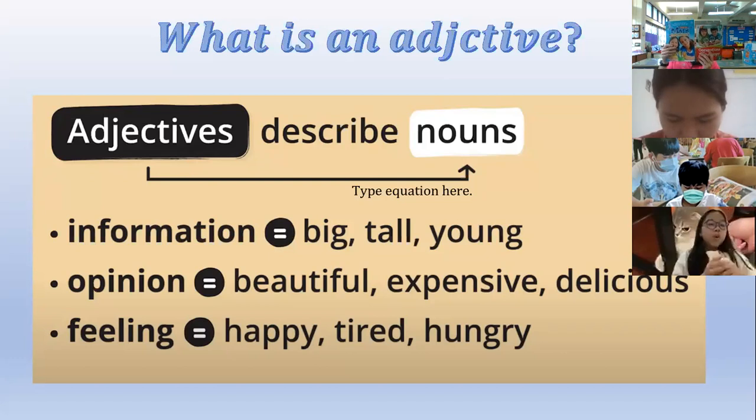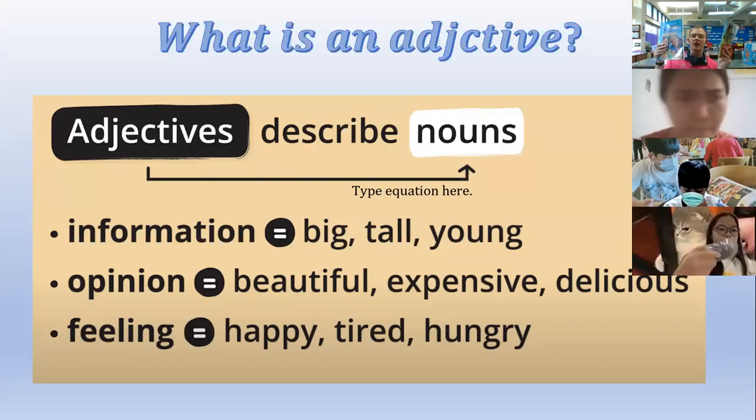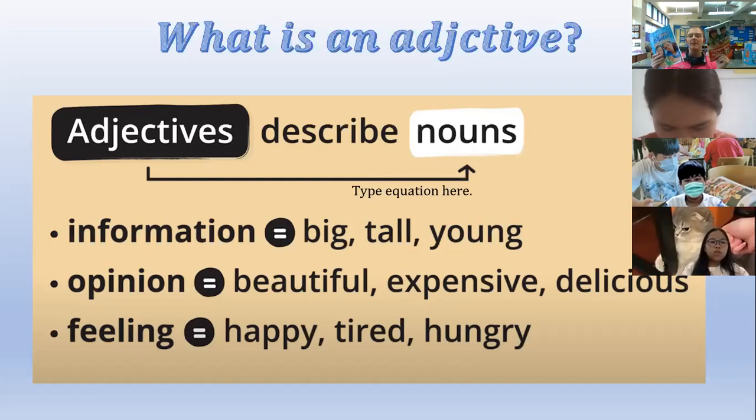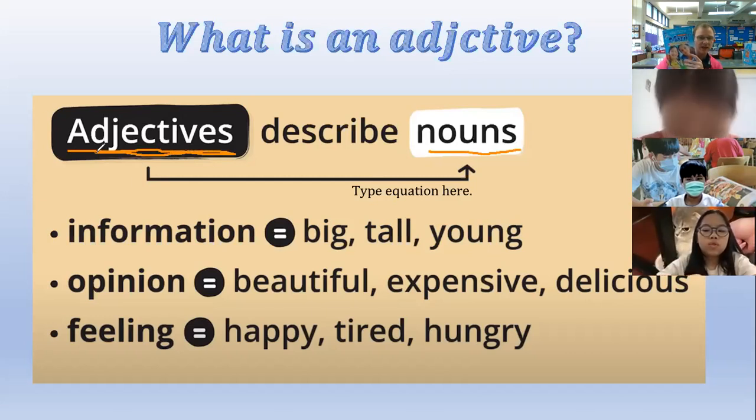Can you compare these two books? You can say, yes, this book is bigger than this one. And this book is smaller than this one. So we can compare. Now, once we describe a noun, for instance, this is a big book. Our noun is book. And our adjective is big, because it explains the noun.